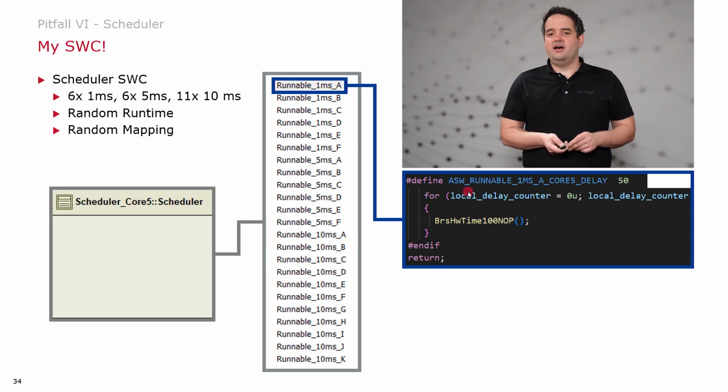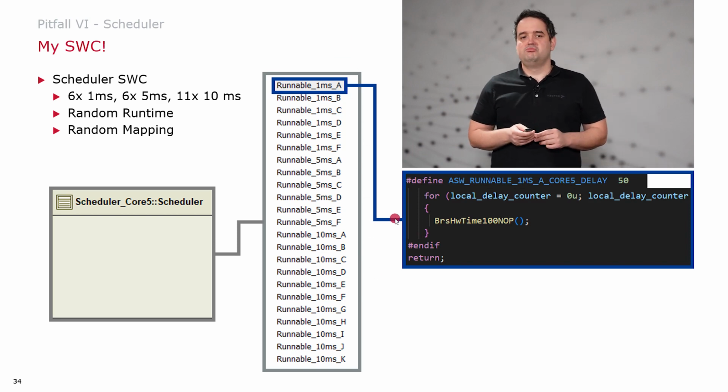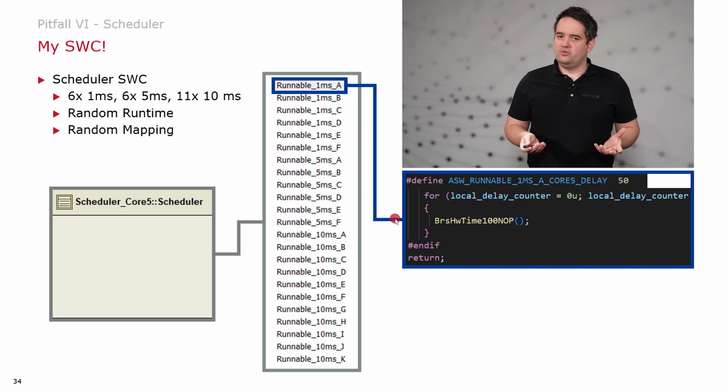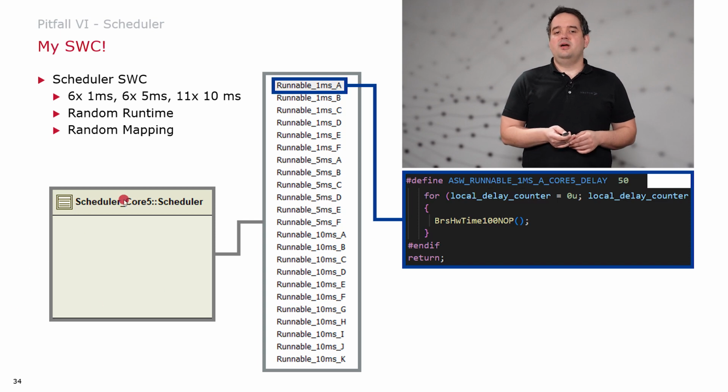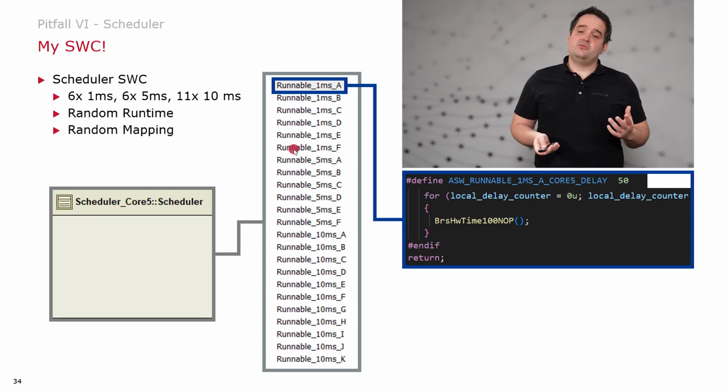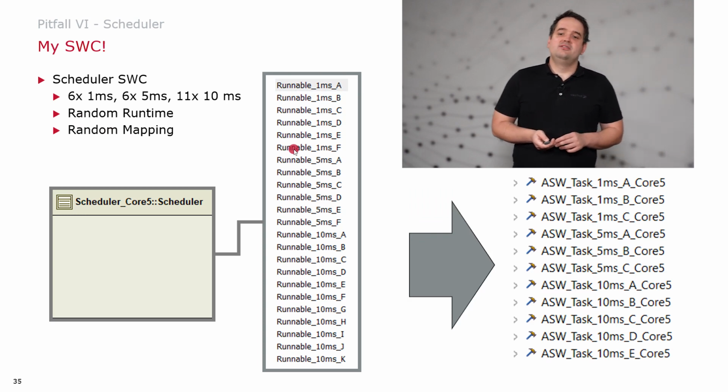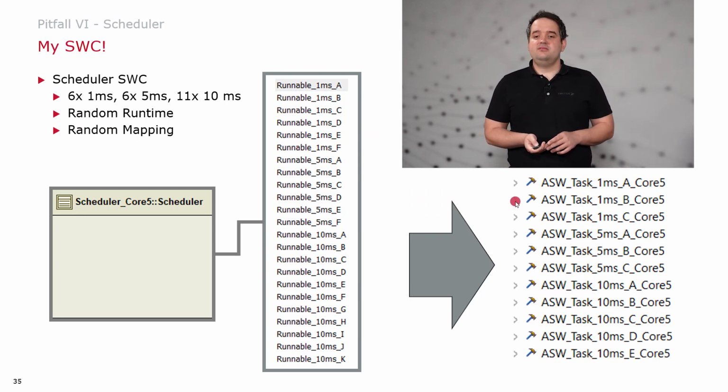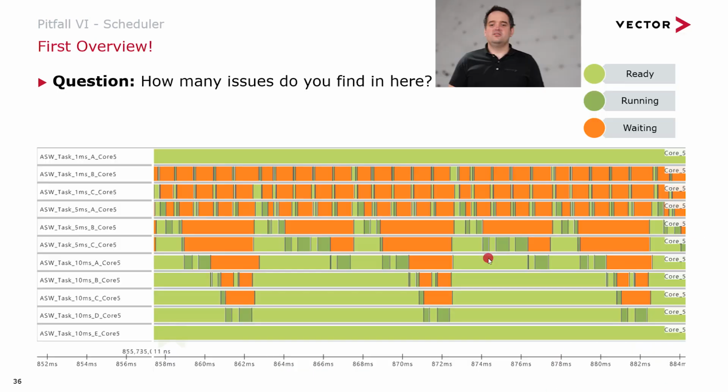The runtime I'm simulating by simply calling some knobs, and the amount of knobs differs in each runnable. So we have here a random mapping and the runtime mapping to tasks and the random runtime. And in total, it's this amount of runnables you can see here. I integrated them on Core 5 and distributed them on these kinds of application tasks. So let's see what comes out after I did my first measurement of this project.